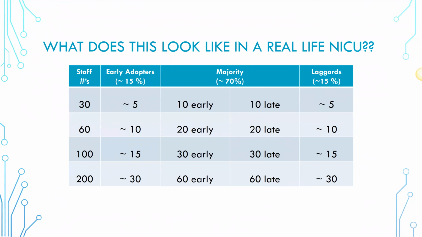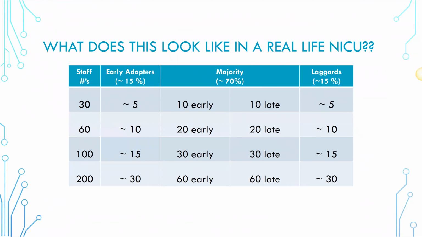And if you have a big staff or a small staff, I wanted you to have an idea of who or how many people you need to get on your team. So if you're in a small unit of maybe 30 staff, then that means you need about 5 to be your champions. That's that 15%. If you're in a unit that's bigger with 100 or 200, then you really are looking for those 10 to 30 people that are really going to be helpers.